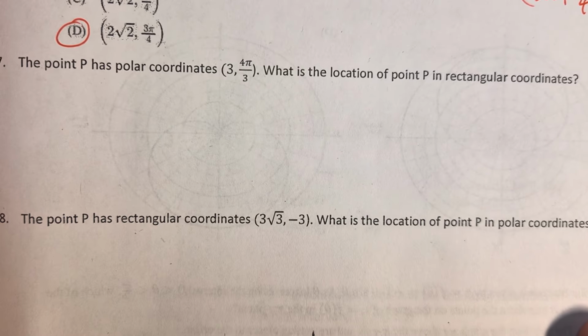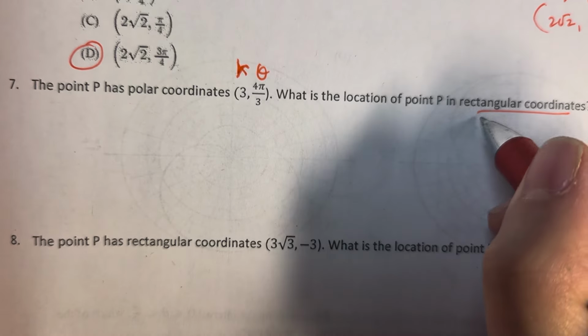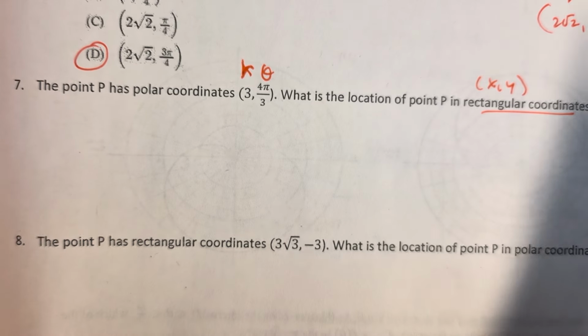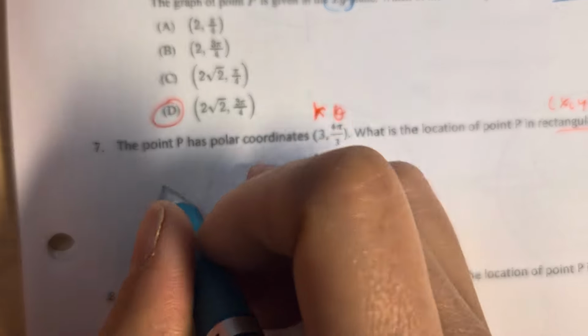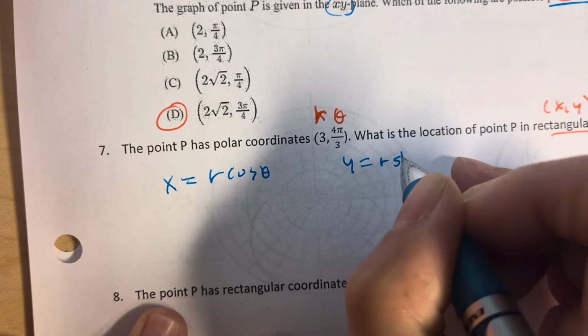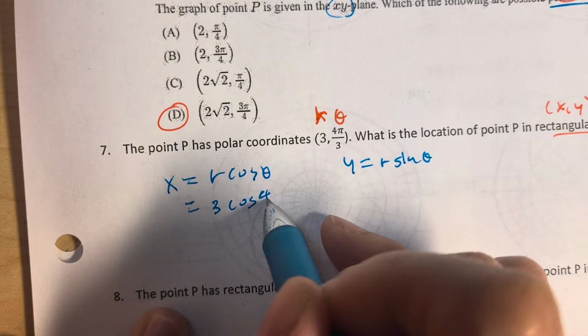All right, now it looks like we're going backward. You have a polar coordinate, that's your r, that's your theta. We want to go from r comma theta to rectangular coordinate, x comma y. So if you know r and theta, you want to know x and y. X is equal to what? R cosine of theta. Y is equal to r sine of theta. And you're literally just going to plug it in. R is 3. Theta is 4/3 of a pi.